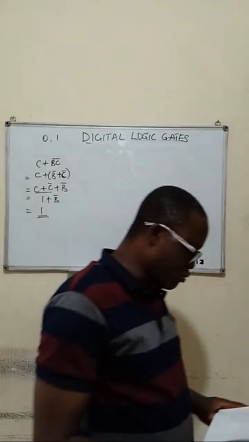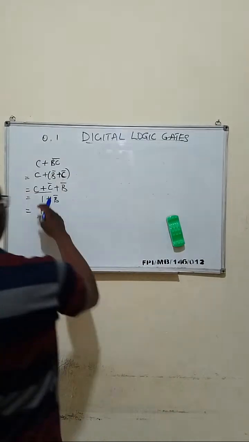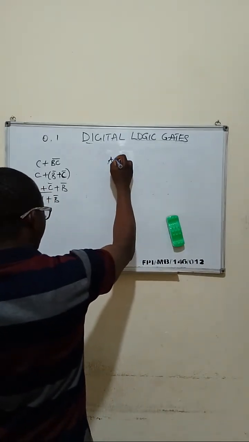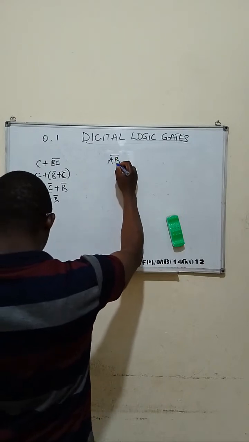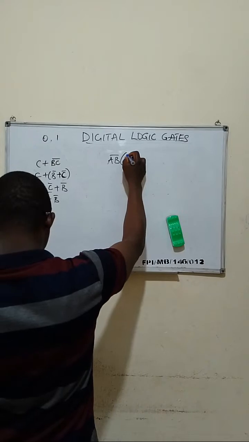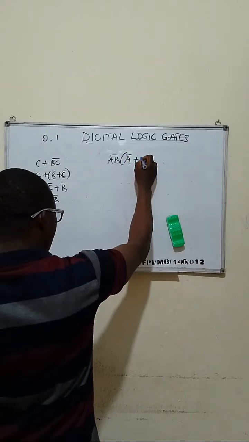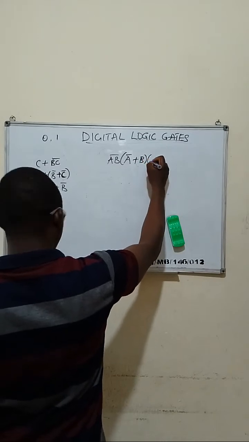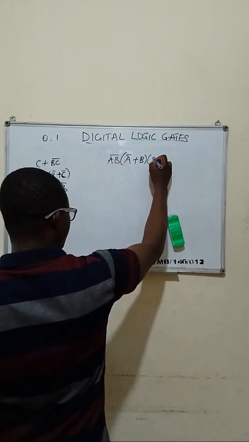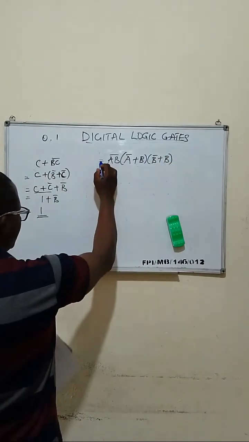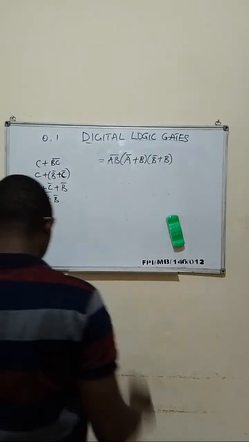The second example is a little bit longer than this. We have an expression like this: A B bar into bracket of A bar plus B, A bar plus B, bracket B bar plus B. This is what we are given. We want to simplify this.